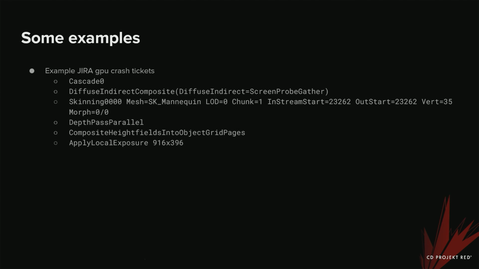Now here are some example crashes that we had in Jira. As you can see already from the title, it gives a hint to where the crash happened, either in the shadows or in the skinning or in Lumen or anything really. It's already giving quite a decent amount of information, where before we just had the information that a GPU crash occurred. However, it's still not perfect.